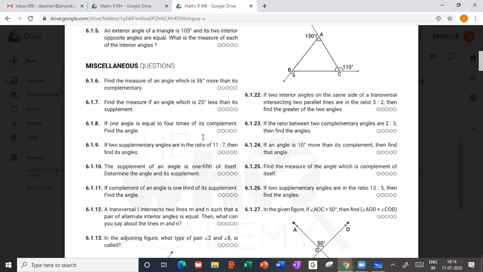Ma'am, 11x plus 7x is equal to 180 degrees. So 18x is 180, divided by 18, x is 10. So one angle is 110 and the second is 70 degrees. Yeah, I got it.